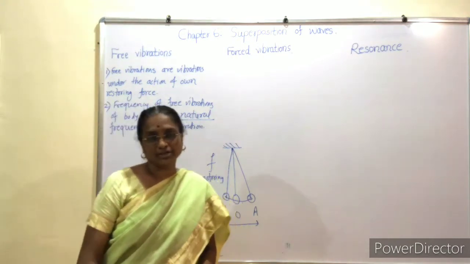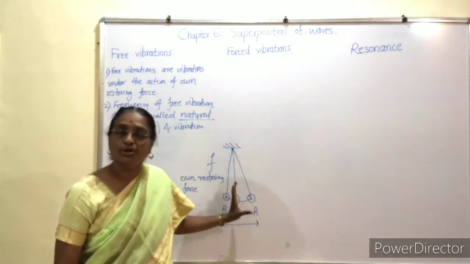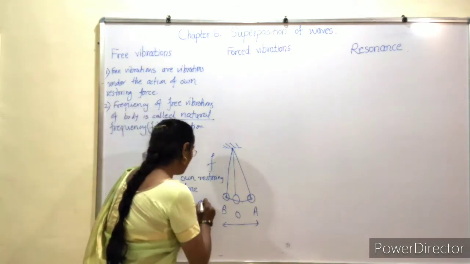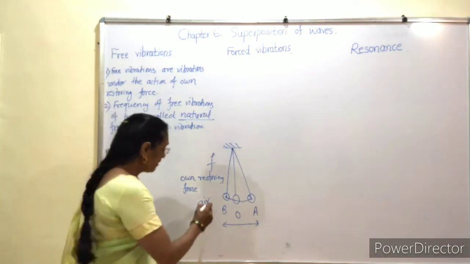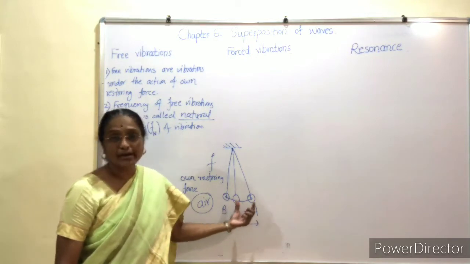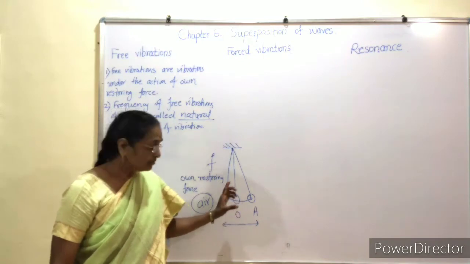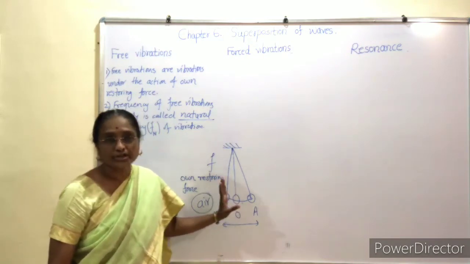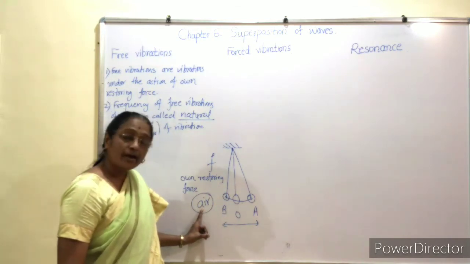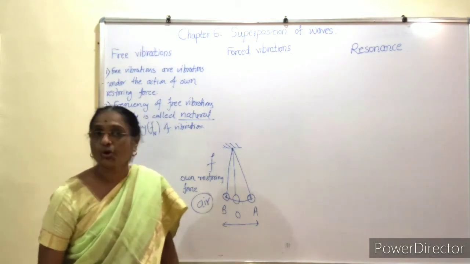When these vibrations take place, there is continuous loss of energy in the medium in which the body is placed. Here the pendulum is placed in air. Air has some frictional resistance. So the energy given by us initially goes on decreasing. There is loss of energy in the air due to frictional resistance of air.